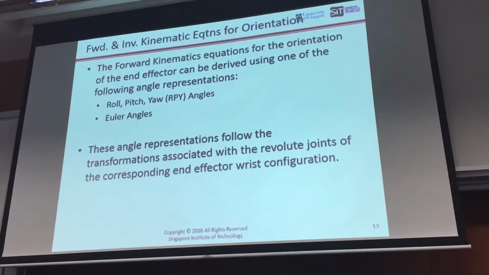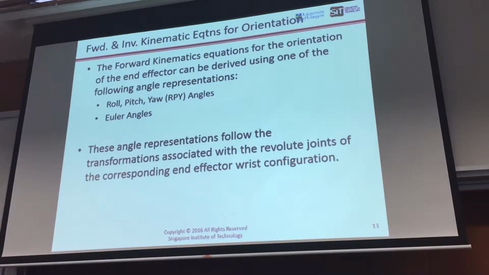Again, these 3 approaches that I shared with you today are just for orientation and for position. There are a lot of other approaches, right? But these are the only 3 that will be tested. For orientation, there is also a very systematic way of getting your orientation. Again, for orientation, it's a bit tricky. You must follow the sequence. You say I'm going to do about the x-axis first, then the y-axis, then the z-axis.